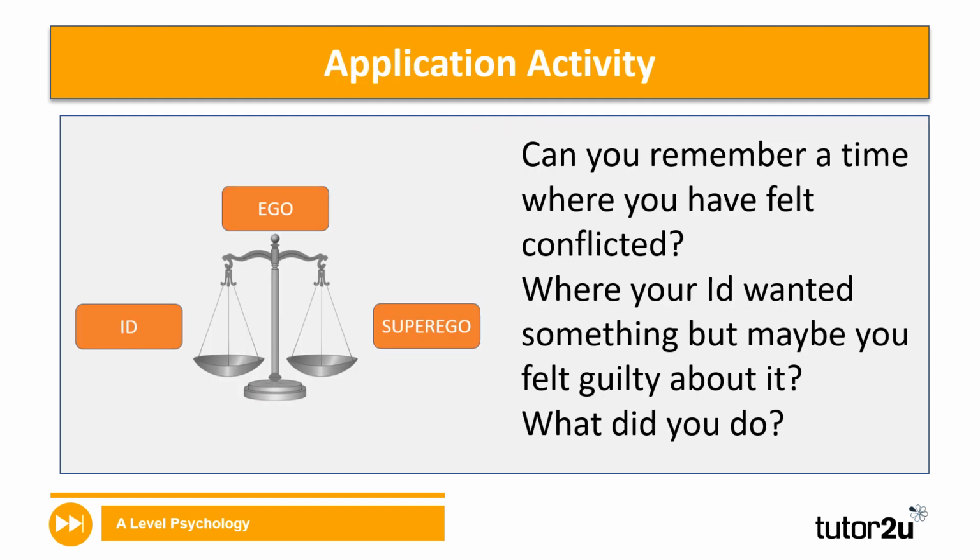We're going to think a little bit about how this structure of personality, that's to say the id, ego, and superego, might work in practice. And I'd like you to recall, and there's space in your booklet for you to do this, a time in your life where you've felt conflicted. So think of a time where your id wanted something, but maybe you felt guilty about it, and then ultimately how it was that your ego was able to manage that situation.